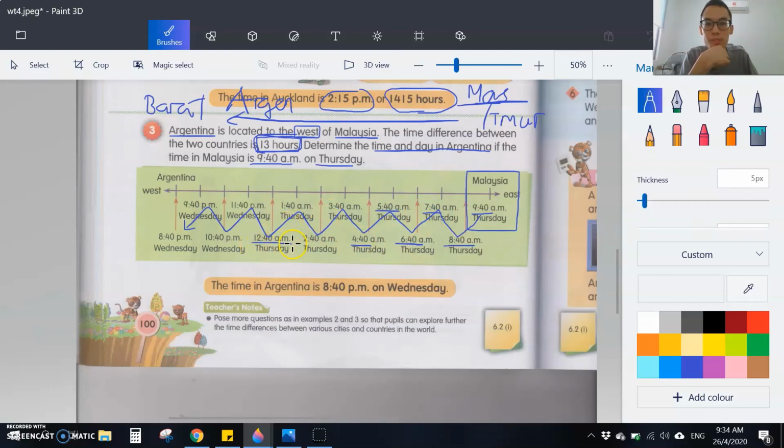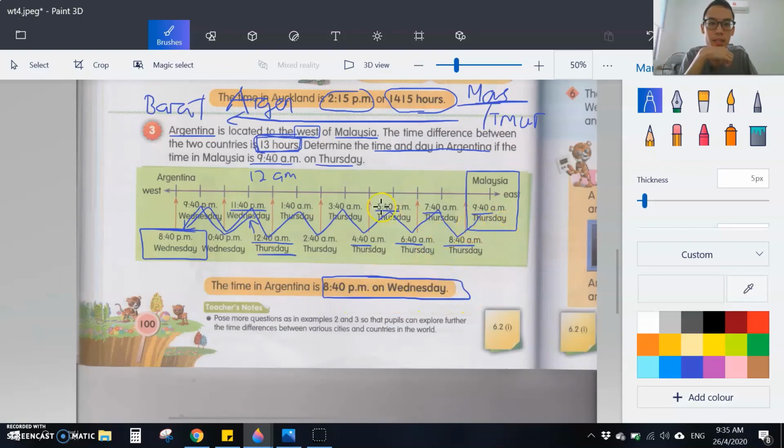Okay, sini 12:40 pagi Khamis, tolak 1 jam lagi, dia jadi sehari sebelumnya, Rabu, nampak? So dia jadi 11:40 malam, hari Rabu. Okay, sebab hari yang baru bermula pada 12:00 malam. So tolak lagi 3 jam, 1, 2, 3. So waktu di Argentina ialah Rabu 8:40 malam.